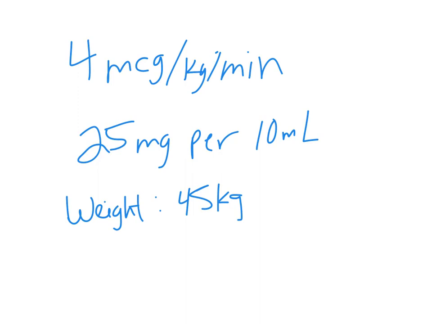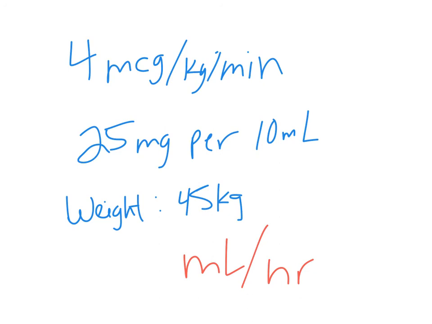We just need to get it to here. We need to get it to milliliters per hour. With those three things, it doesn't matter, but I'm looking at this 4 micrograms per kilogram every minute. Since I have a patient that weighs 45 kilograms, that means they're going to take 45 times this dosage. So you may want to go ahead and get that out of the way first.